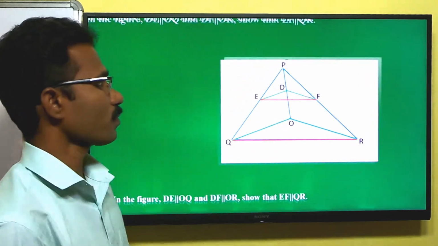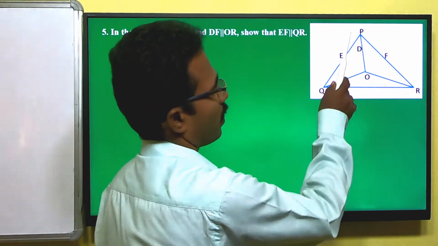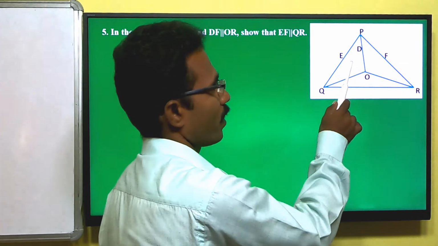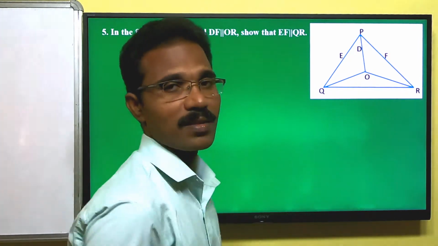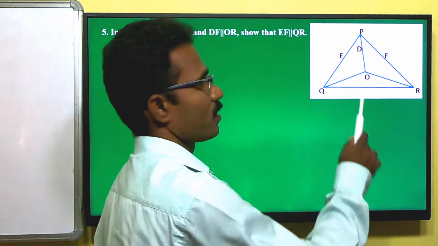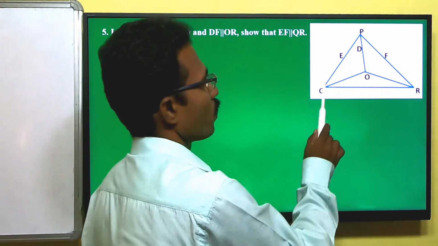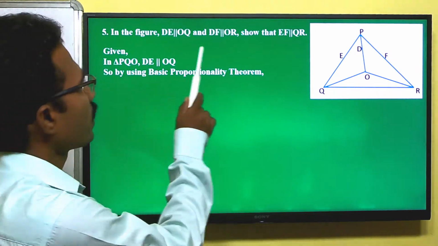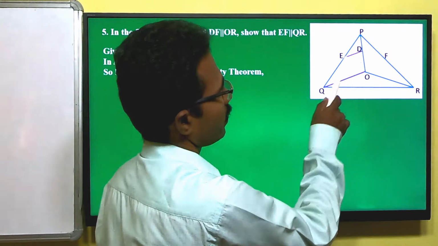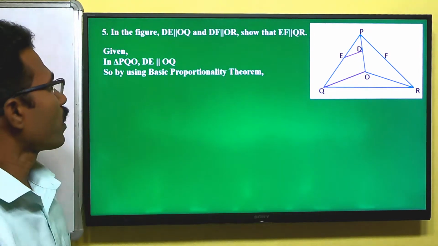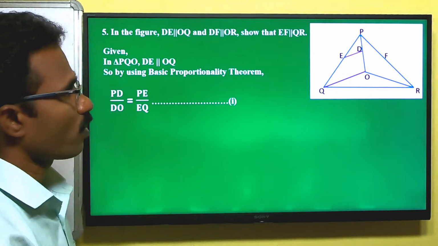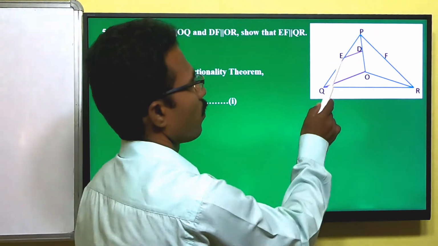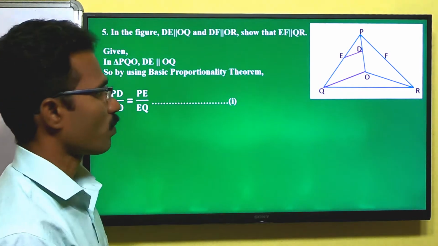Very simple. In this triangle there are three more triangles: the left hand side one, the right hand side one, and the bottom one. We'll take the left hand side triangle, PQO. In triangle PQO, DE is parallel to OQ. By using the basic proportionality theorem, PD upon DO equals PE upon EQ. This is equation number 1.